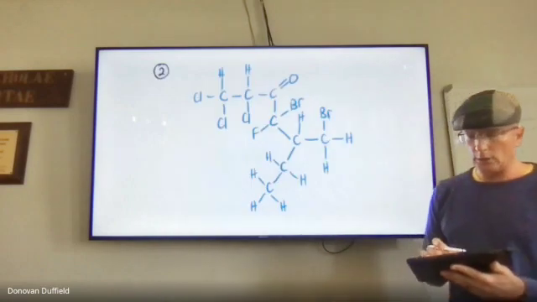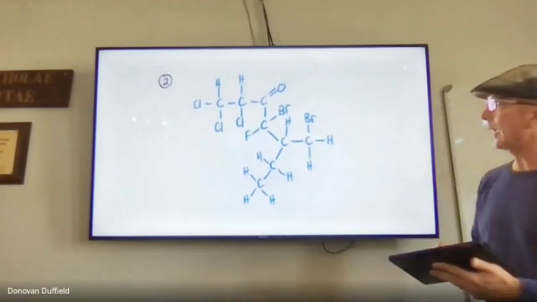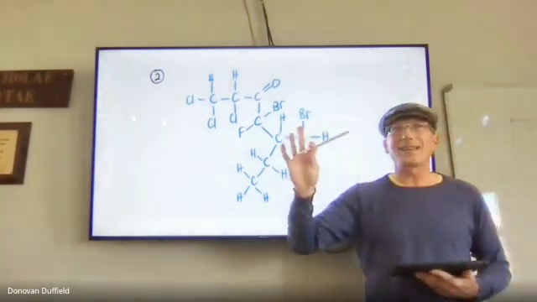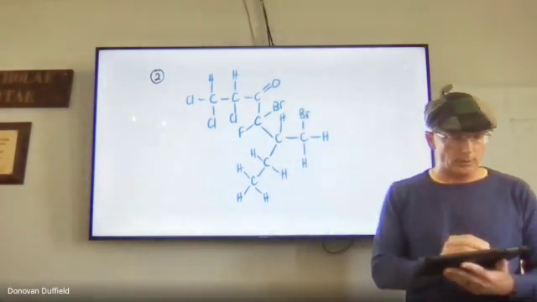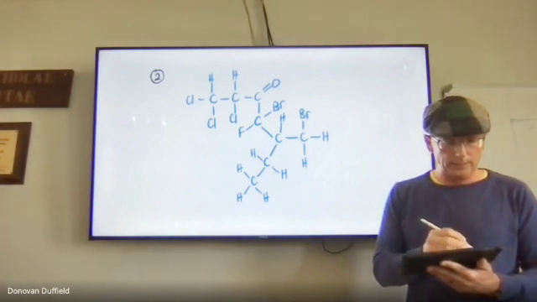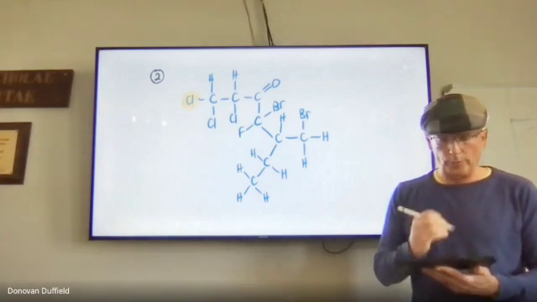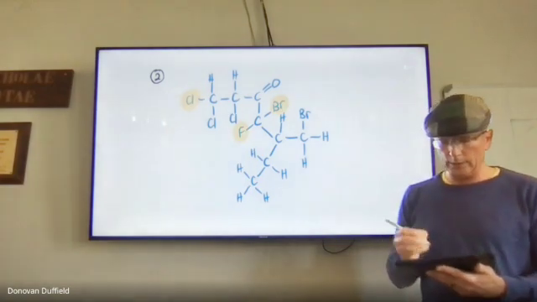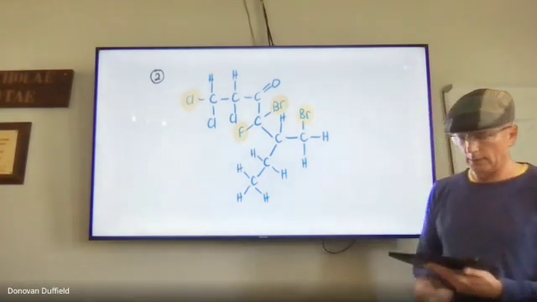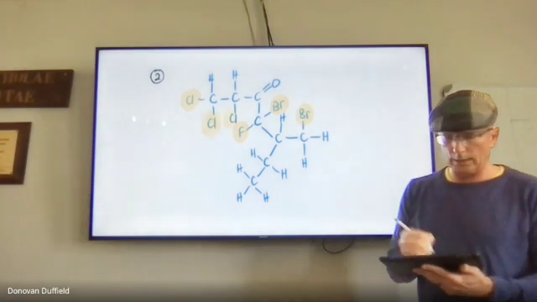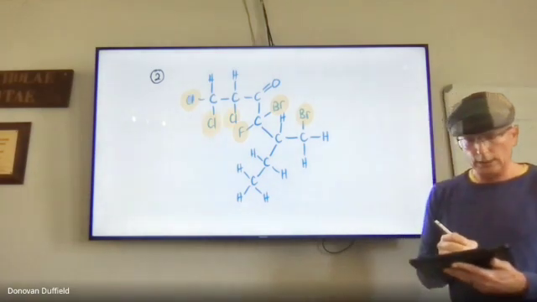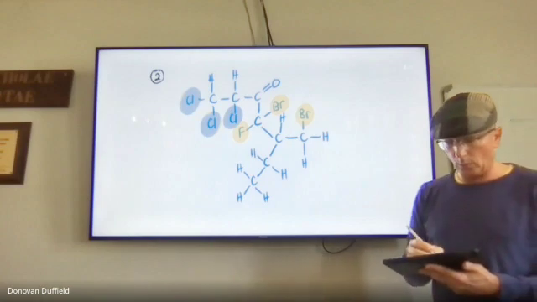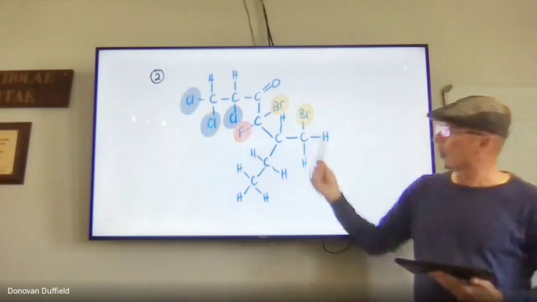All right, let's look at the next one. So the next one, we now have to look at the substituents. So if we look there, we've got here a chlorine, a bromine, a fluorine, and a bromine. We also have another 2 chlorines. So let me just change the color. We've got 3 chlorines, we've got 1 fluorine, and 2 bromines.